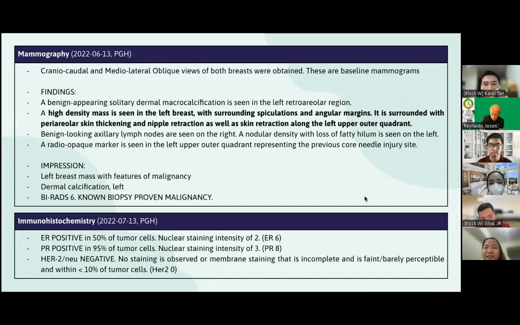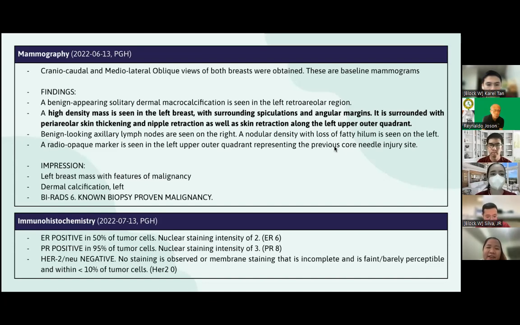Yung mammography po was done after na po nung core needle biopsy niya, as a baseline po prior niya, kasi she was advised niyo adjuvant chemotherapy po and surgery. So this mammogram po was done, and ito po yung result: high density mass seen in the left breast with surrounding spiculations and angular margins.